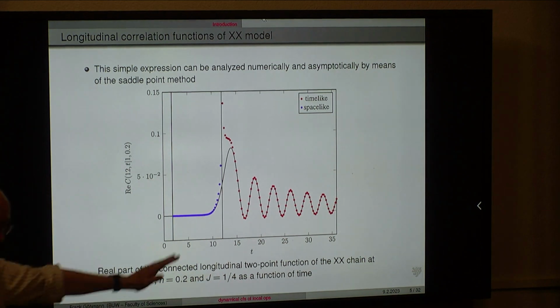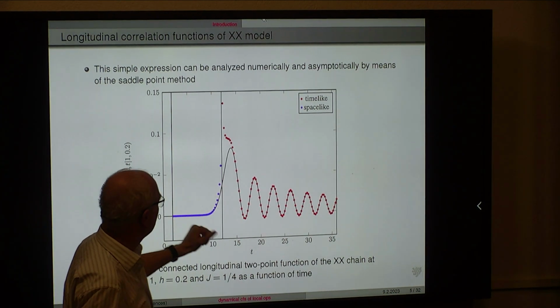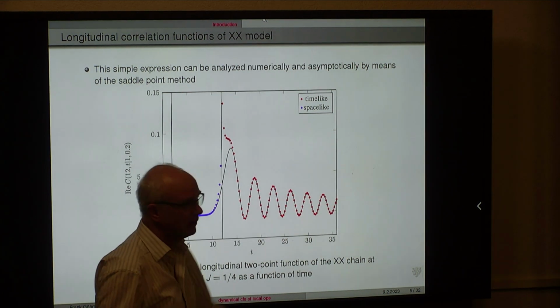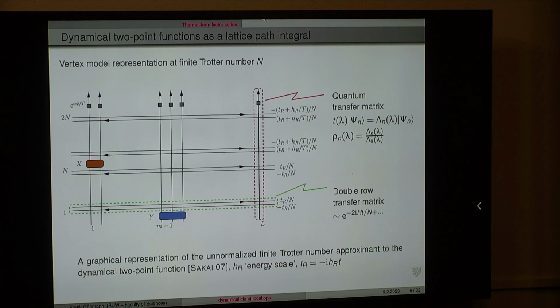And this is what you expect, and it will always be like that. But you want to know this function quantitatively, right? Okay. So how can we do that for integrable systems? I'm thinking in terms of vertex models, and we use something which I like to call a lattice path integral.